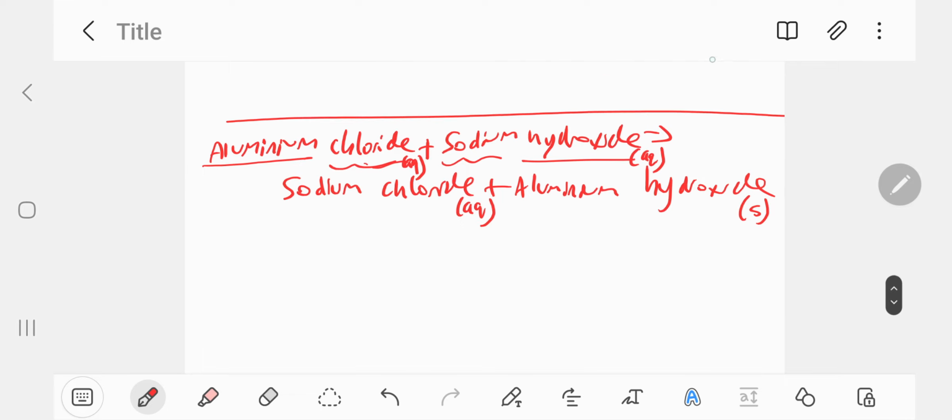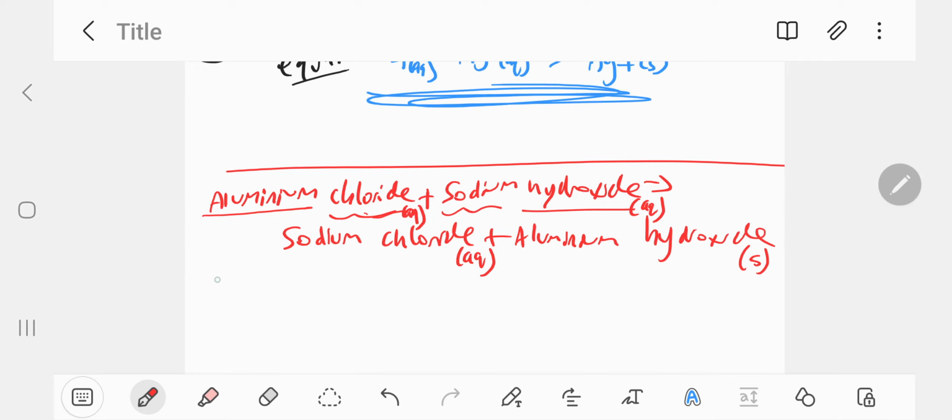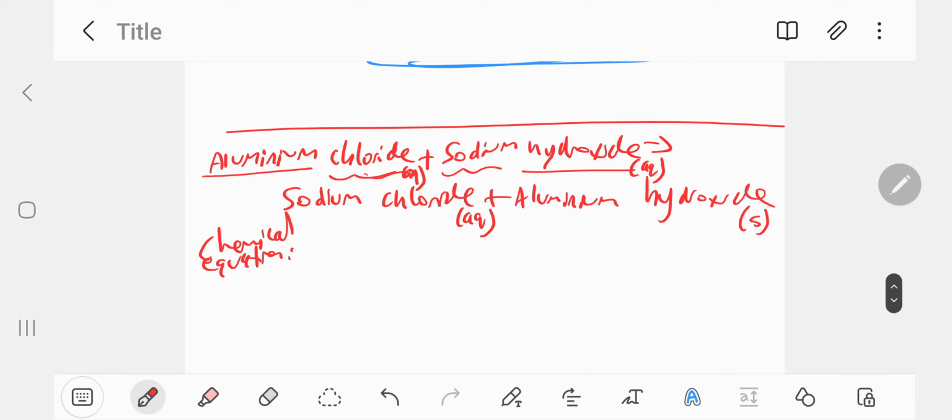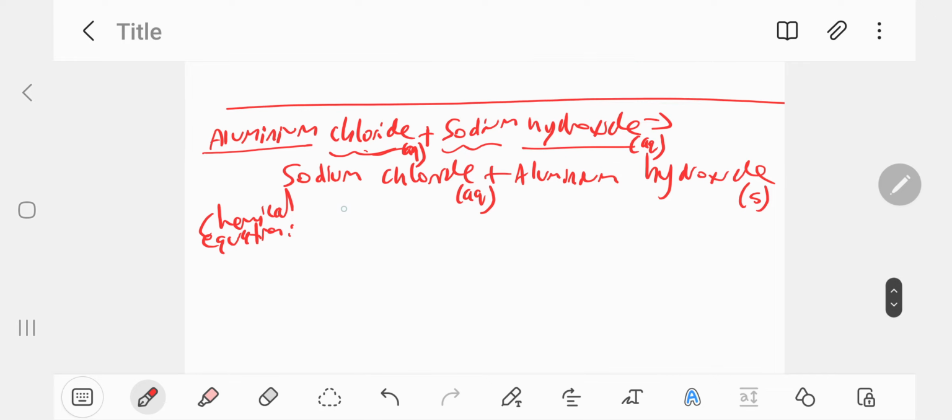Let's write the balanced chemical equation. Well, I'm going to skip a few steps here. Aluminium chloride. So aluminium is Al. Use a different color. It's got a charge of Al3 plus.